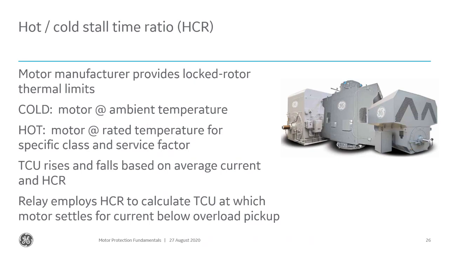The hot-cold stall time ratio, or the HCR. Again, this is provided from the manufacturer, although you may have to derive it from some of the other settings. So the motor manufacturer provides the locked rotor thermal limits. So you've got a cold motor at ambient temperature, and then you can have a hot motor at rated temperature for a specific class and service factor. So these are the locked rotor thermal limits. The thermal capacity used rises and falls based on an average current and the HCR. And relays employ this HCR to calculate TCU at which the motor settles for current below overload pickup.